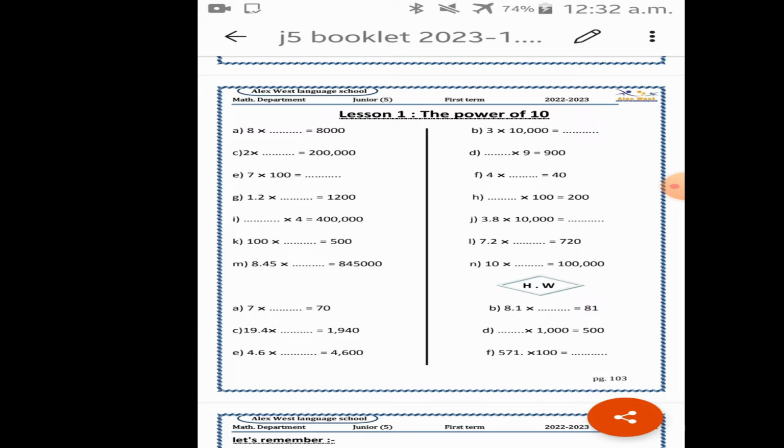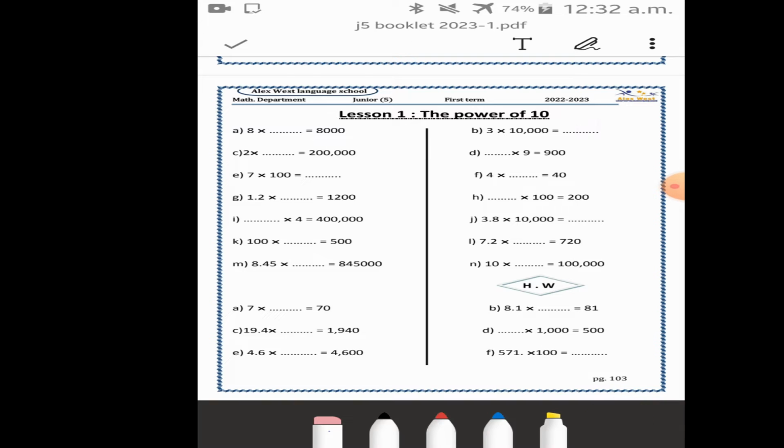So at first, he says that 8 times what equals 8,000. We say that here we have a missing factor. So what is the missing factor here? 8 times what equals 8,000? So the number becomes big, and we have here 3 zeros. So this number must be multiplied by 1,000, as we took it before.